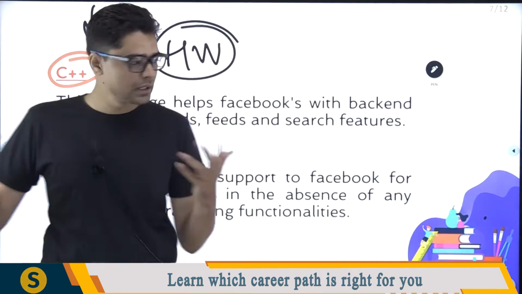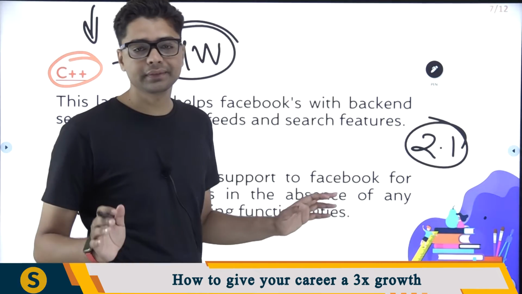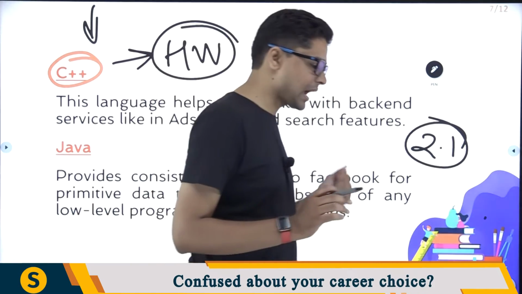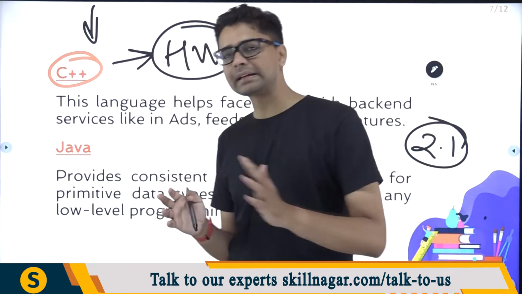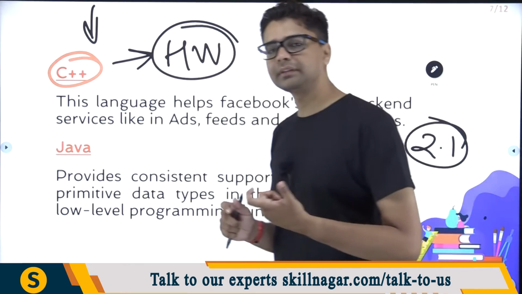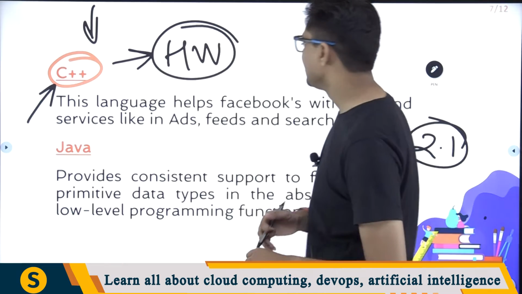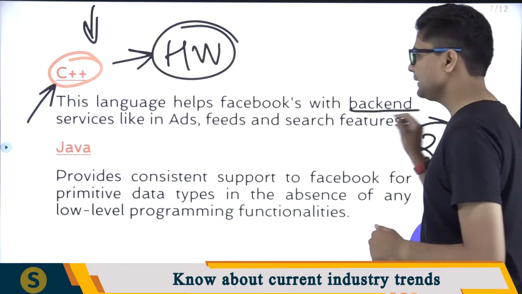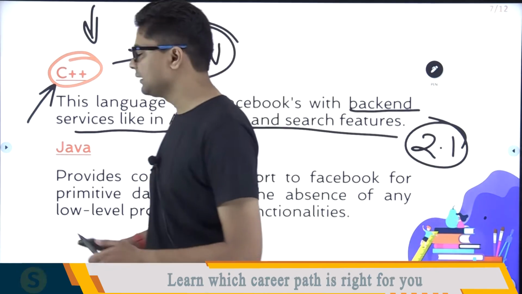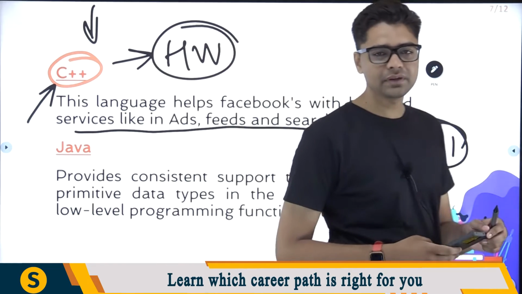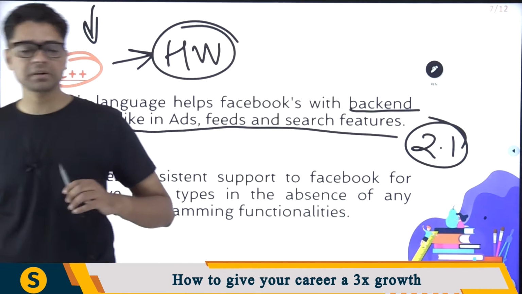See, basically what happens when you're making products for 2.1 billion people who are using your products and services on a monthly basis, you have to actually go to the hardware level and make sure that the power of processing is increasing and faster processing is happening. This is done using C++, and that is why it helps Facebook with backend services like ads, feeds, and search features. So Facebook is using this language for the hardware services. If they cannot use hardware, they cannot process the hardware part of it, and it is going to get very difficult for them.